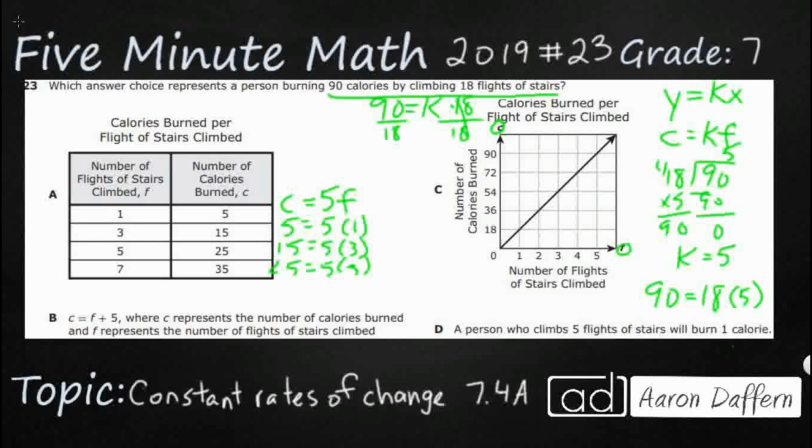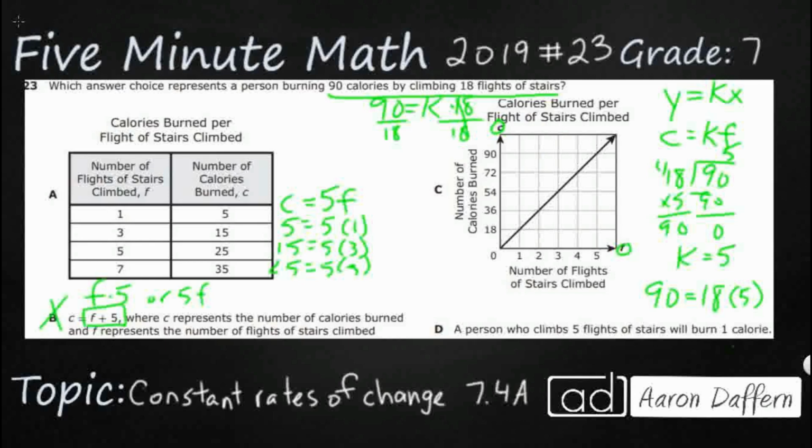So A works. So what's wrong with B? Well, look at this. C equals, say they did F plus 5. They needed to do F times 5, or 5f. So they did an additive relationship, not a multiplicative relationship.